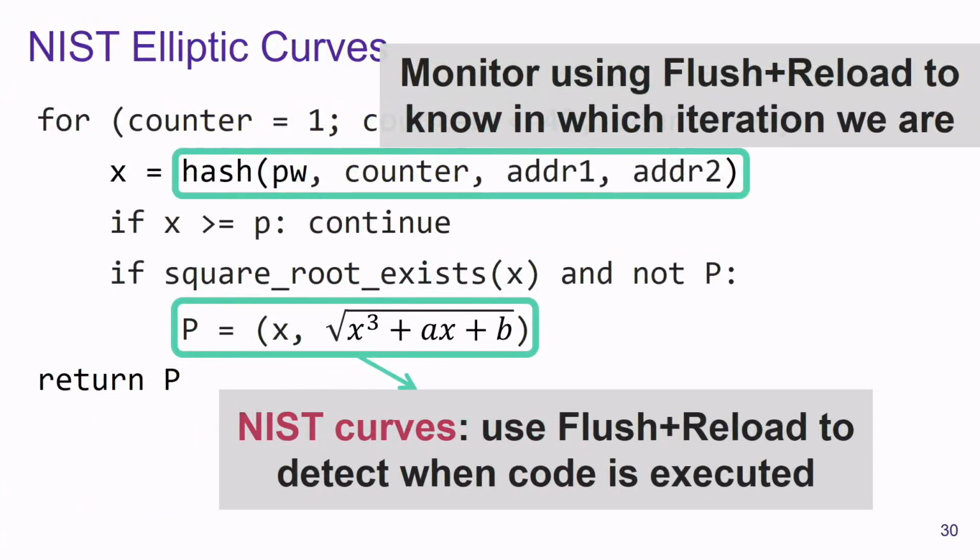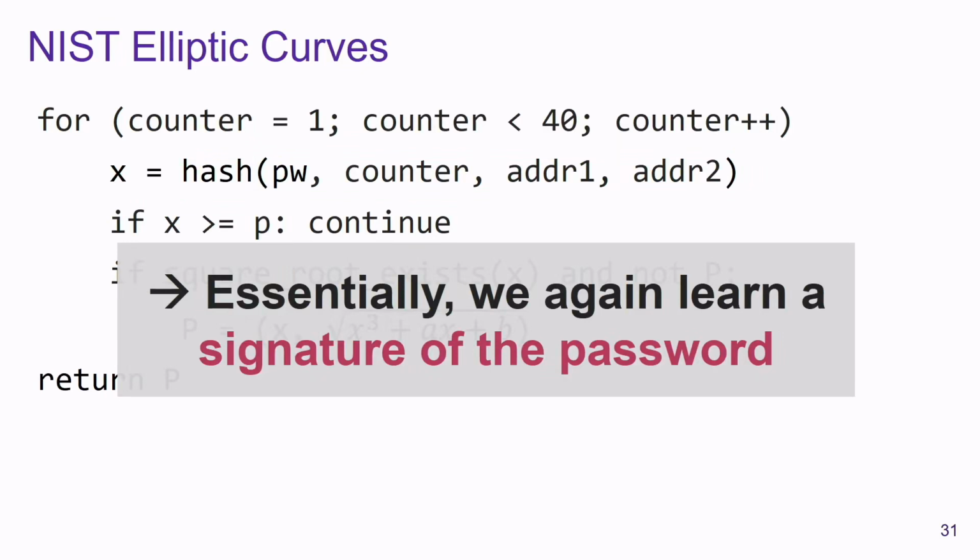Now again, the main takeaway message here is that by using these attacks, we again learn a signature of the password. We again know some leaked information, and we can use this in an offline dictionary or brute force attack.